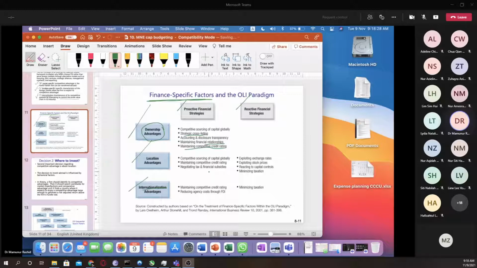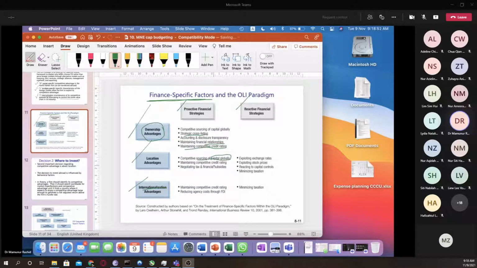What can be an example of a location specific strategy? For example, you'll be trying to source capital globally. This is location specific. So you'll go to Hong Kong for money, Singapore for money, you'll go to London for foreign exchange management. So every location has its own specific competitive advantage. You'll try to get them.